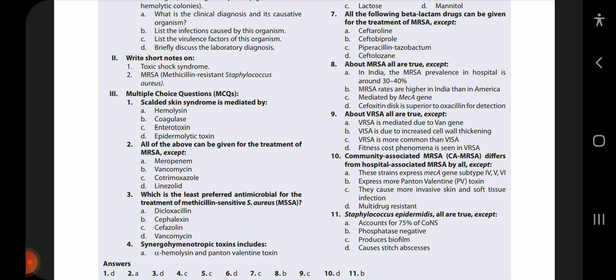Now about VRSA, all are true except, VRSA is mediated due to Van gene, it's correct. VISA is due to increased cell wall thickening, it's correct. VRSA is more common than VISA, it's wrong. VISA is more common than VRSA, and the fitness cost phenomenon is seen in VRSA, it's correct.